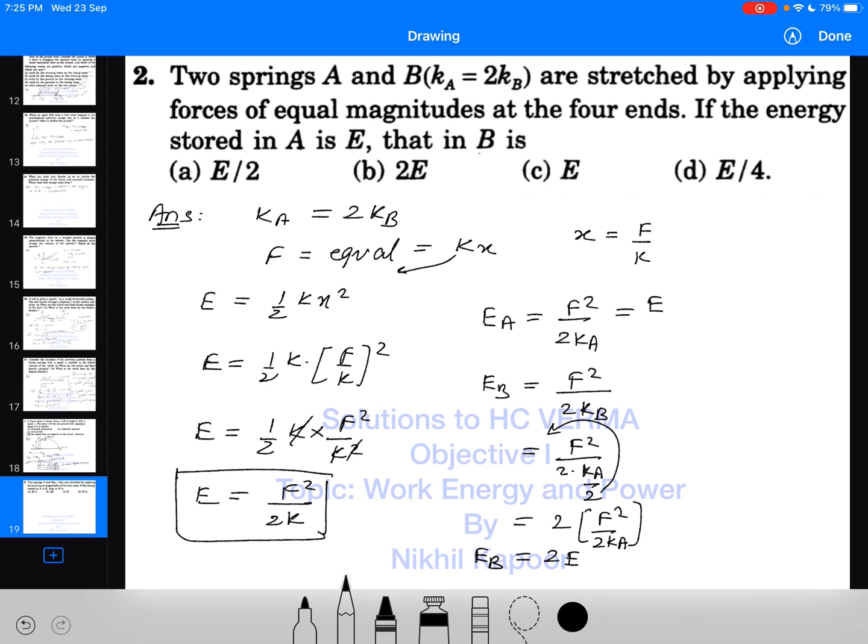So energy stored in spring B will be twice of the energy stored in spring A. So the answer to this question is B.